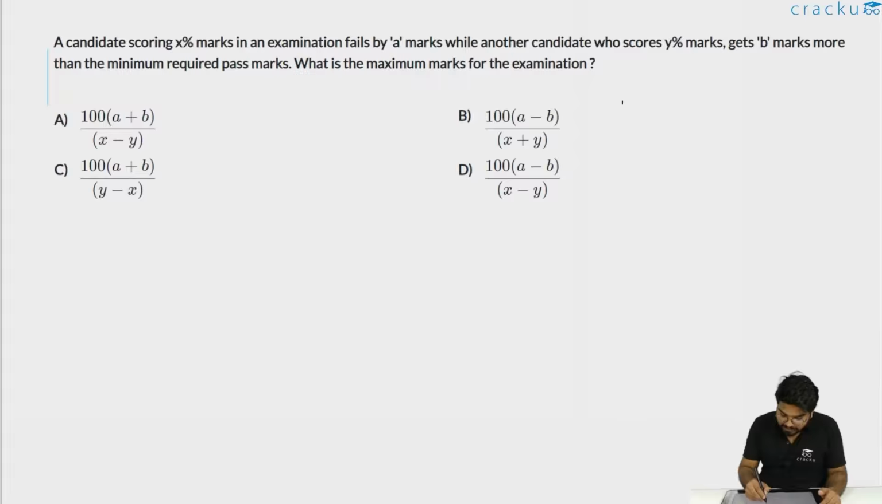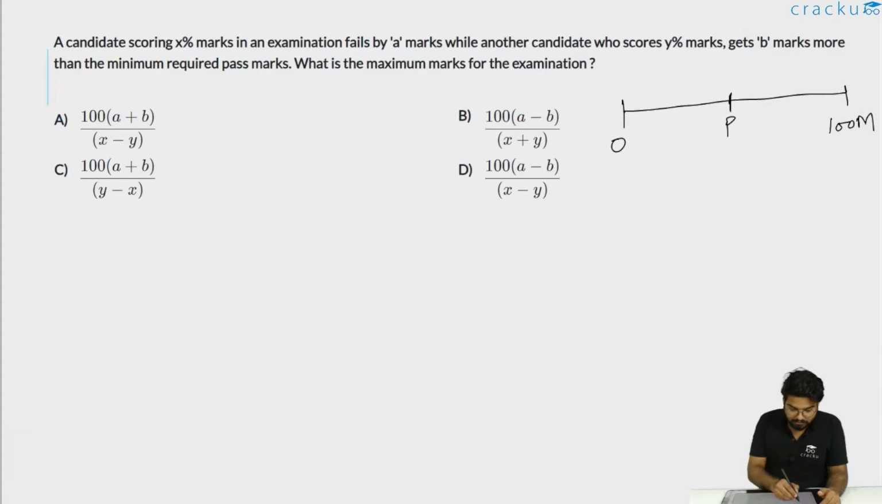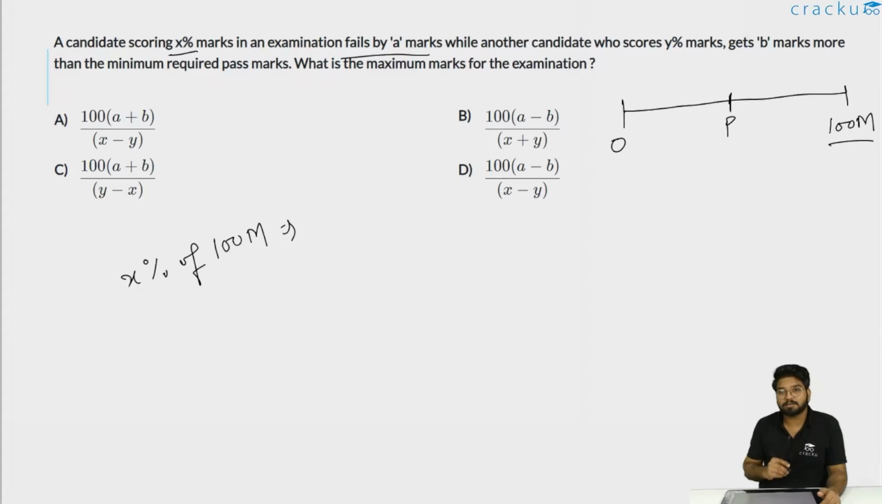Now let's assume that this is a number line, this is the 0 marks, and the maximum marks are somewhere, let's say 100 M. We are assuming 100 M because generally the marks are out of 100, and somewhere in between there is the passing marks. Now in the first condition, we are given that a candidate scores X% of the total marks, that is X% of the total marks we have assumed to be 100 M. Now these marks are such that the student fails by A marks. It means he scored A marks less than the passing marks.